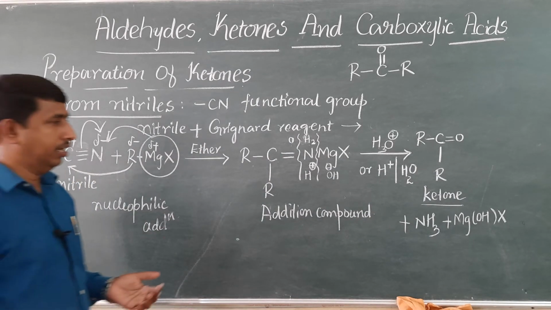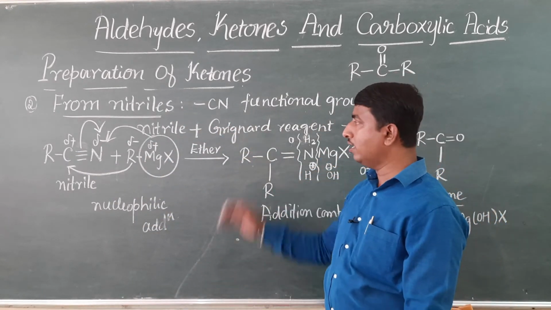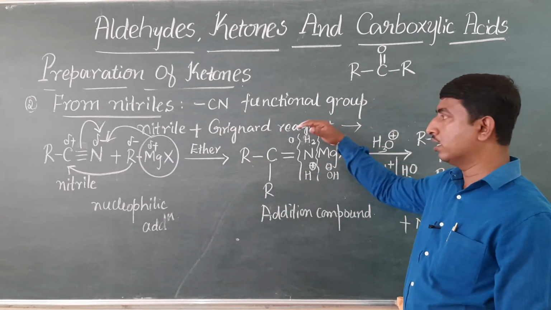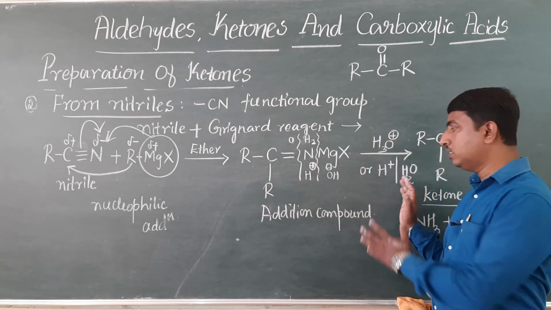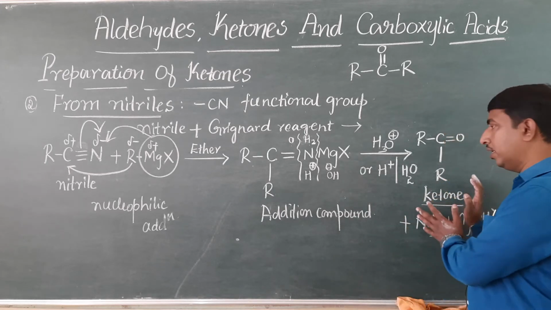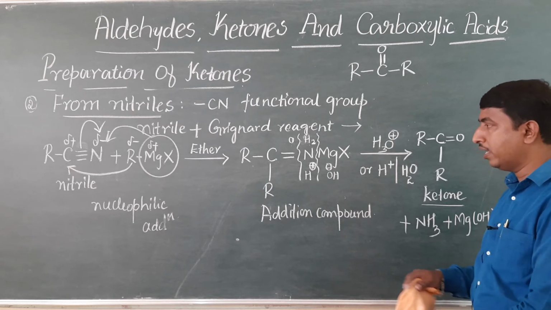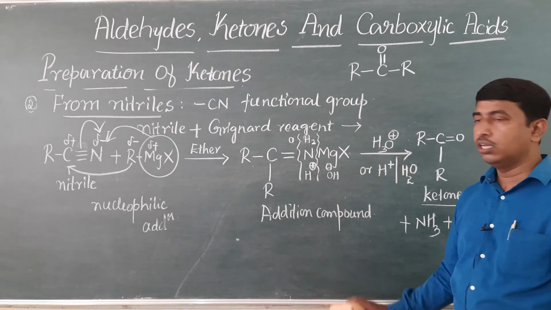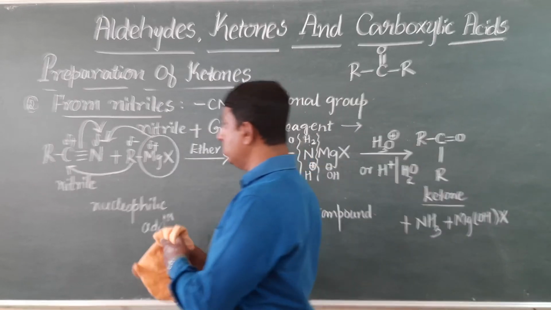How do we prepare ketones using nitriles? Nitriles are treated with Grignard reagent. An addition compound is formed. This addition compound upon hydrolysis produces a ketone. This reaction is nothing but a nucleophilic addition reaction.